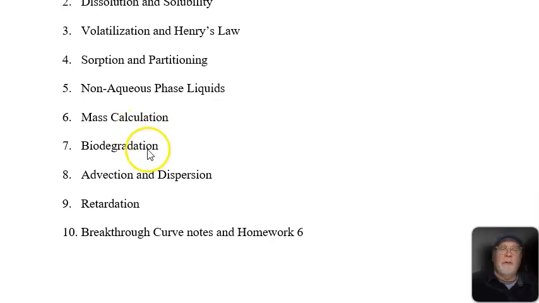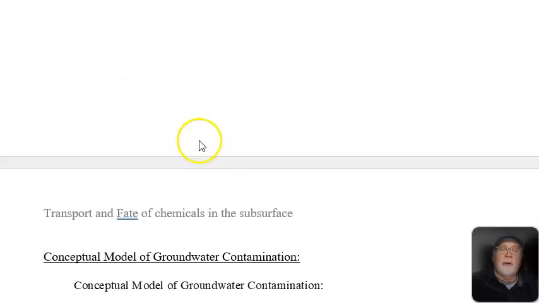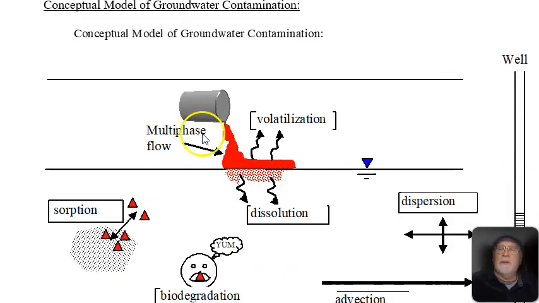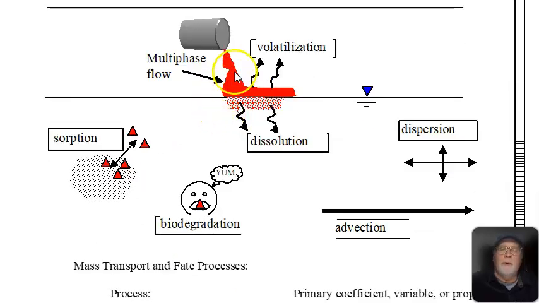The first thing we're going to do is biodegradation, and then we'll do advection, dispersion, retardation, and then follow it up with some more notes on breakthrough curves that you'll see as we go here. So back to our conceptual model of the groundwater contamination. We're going to look at the biodegradation, how the absorption affects how fast it goes, and how it spreads out, and understanding that it's being moved along with the groundwater, which we call advection.